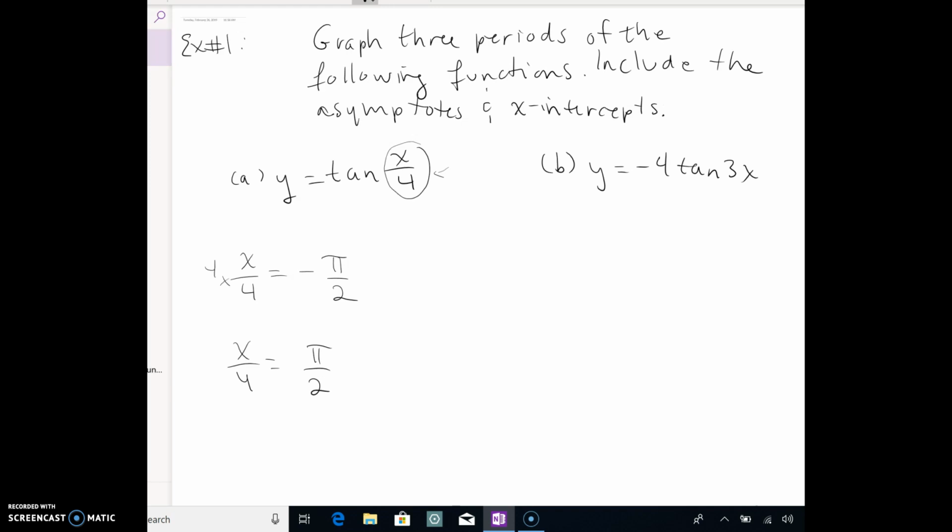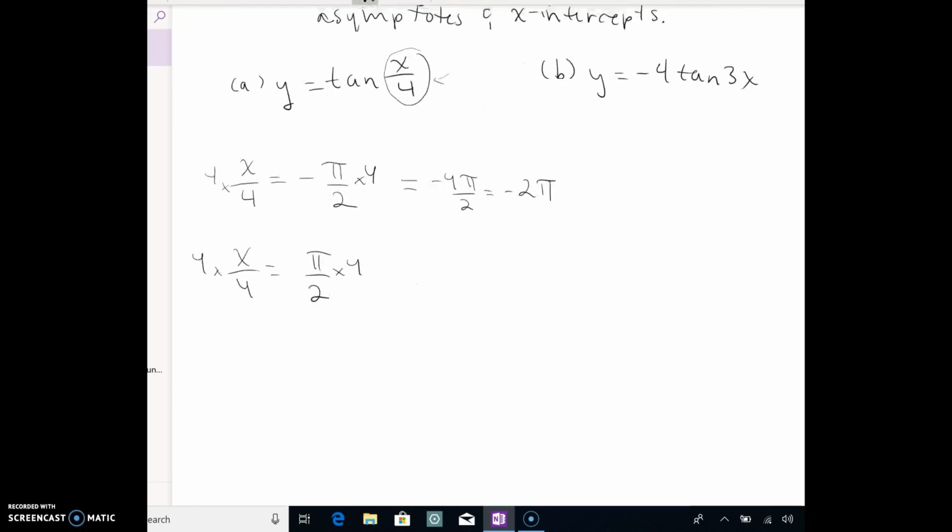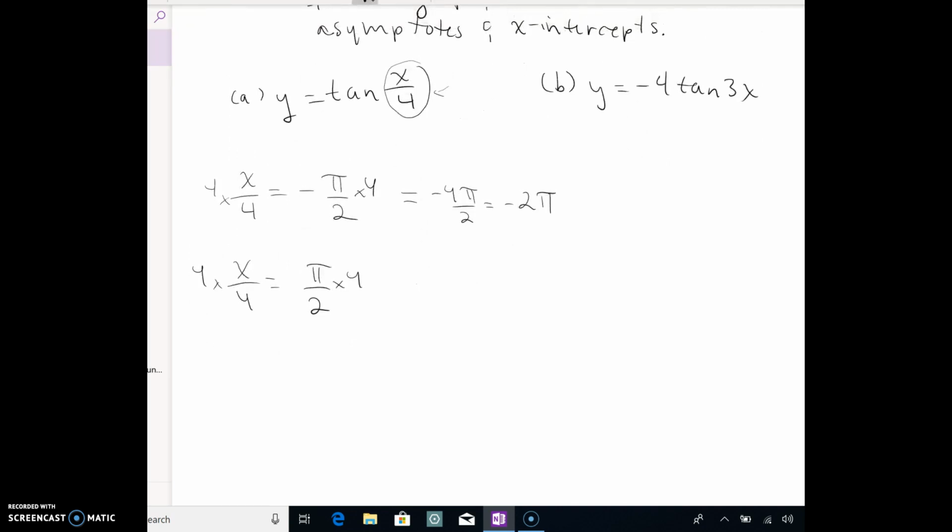So let's see, I'm going to multiply both sides of the equation by 4 to clear out the denominator. And this gives me negative 4 pi over 2, which is the same thing as saying negative 2 pi. So that tells me that I have one of my asymptotes at negative 2 pi. And for the second one, we have 4 pi over 2, and that's the same thing as saying positive 2 pi.